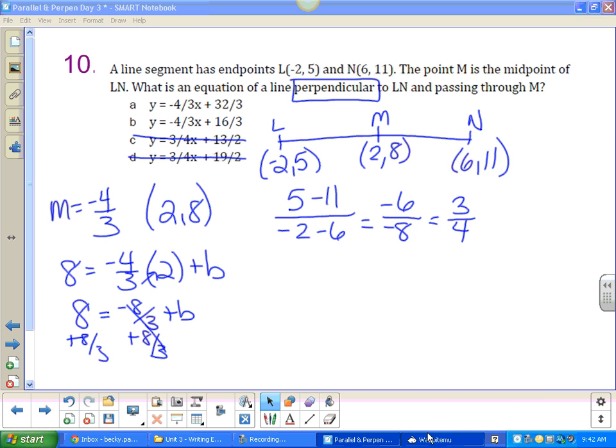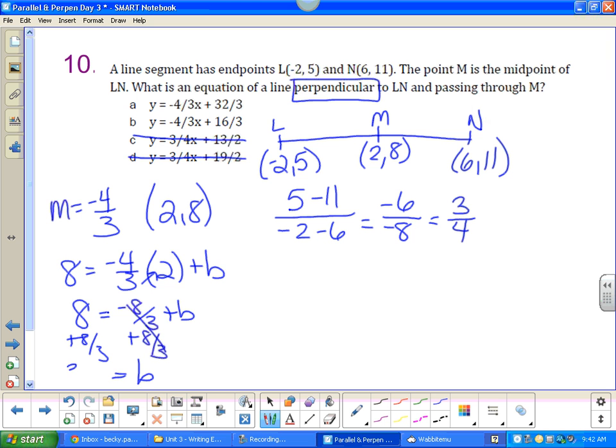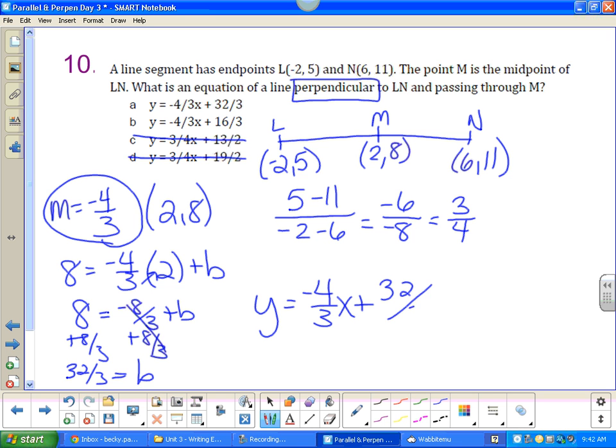So now on my calculator, I'm going to do 8 plus 8/3 gives me an ugly decimal. I want a pretty fraction. 32/3. So my equation is y equals, there's my slope, -4/3 x plus 32/3.